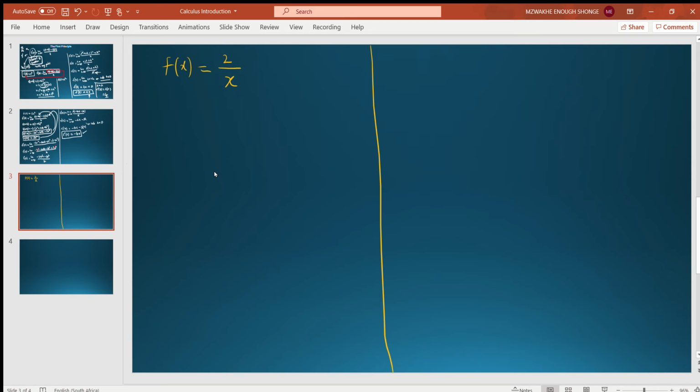Now in this video we are going to be applying the first principle. We are given the function f of x equals 2 over x, and they are telling you to use the first principle to find the derivative of this function, or the gradient at any point of this function. They might ask you to find f prime of x using the first principle.